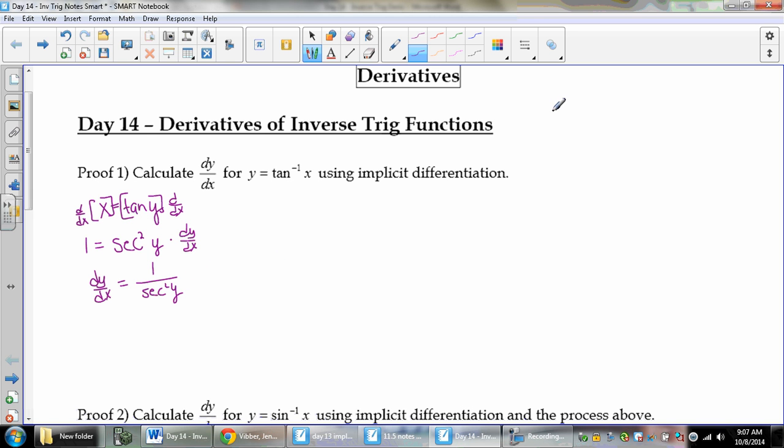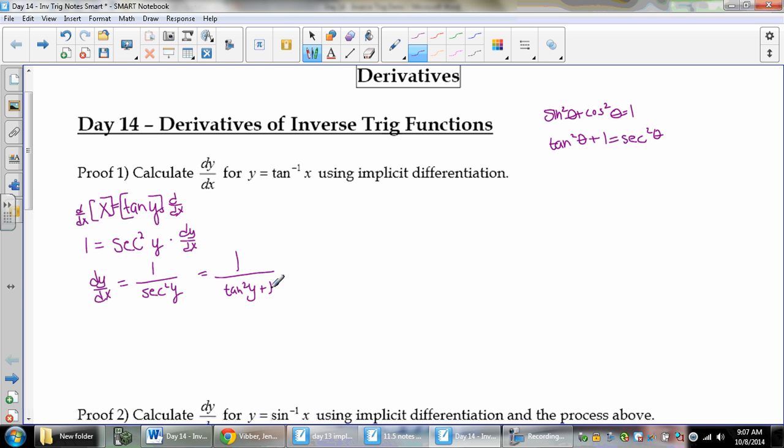Do you remember those trig identities where sine squared theta plus cos squared theta equals 1? And then if I divide everything by cos squared, I get tan squared theta plus 1 equals secant squared theta. Remember those? Sound a little familiar? Well, secant squared y can be rewritten as tan squared y plus 1, so 1 over secant squared y is 1 over tan squared y plus 1.